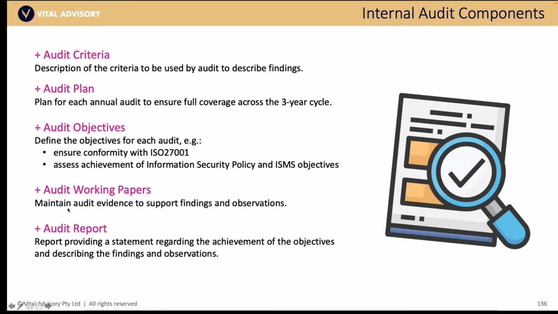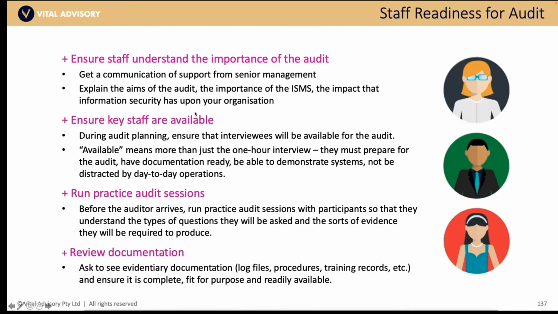Audit working papers. Your auditor needs to keep records, findings and observations, and the audit working papers as evidence. And lastly, they'll produce some kind of report. So the documentation components from internal audit are these ones. This would be the evidence of a proper audit process.